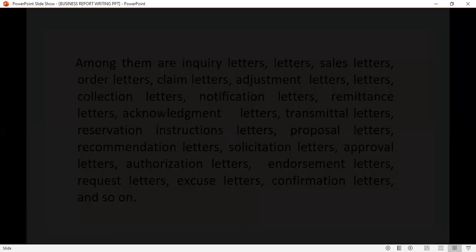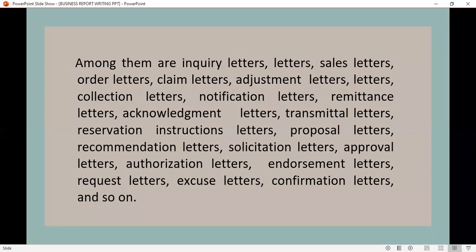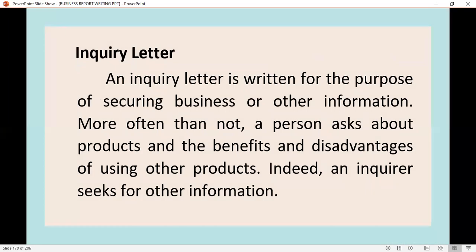The first one we have under routine business letter is the inquiry letter, from the word inquire. You are asking. An inquiry letter is written for the purpose of securing business or other information. You will write an inquiry letter if you want to obtain information. More often than not, a person asks about products and the benefits and disadvantages of using other products.